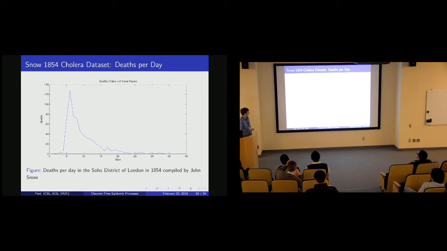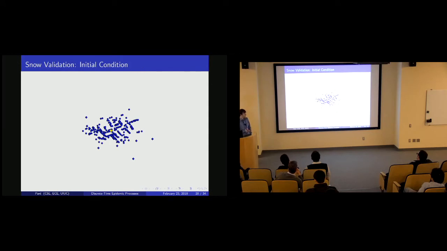And what we're going to do is we're going to take an initial condition. We're going to assume that only the pump is infected and everyone else is healthy. And we're going to play with the graph structure. And the state of the system, the epidemic equilibrium, is going to be that plot that we have. That is the number of deaths per household.